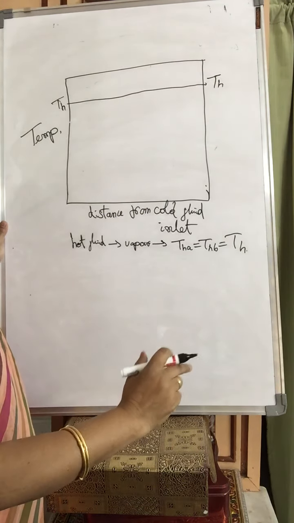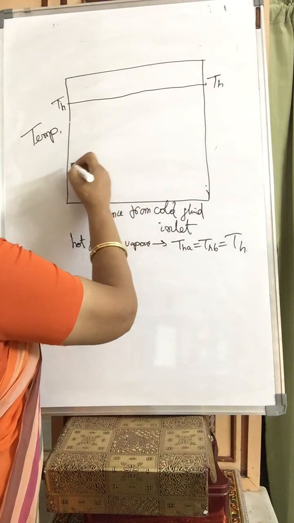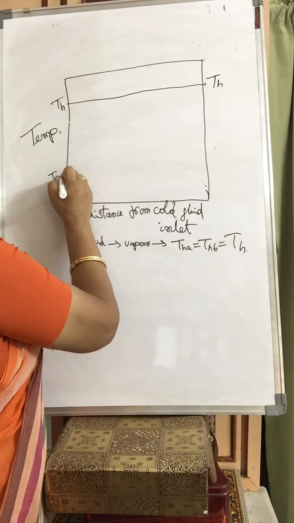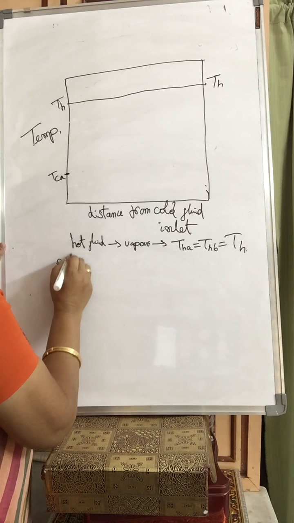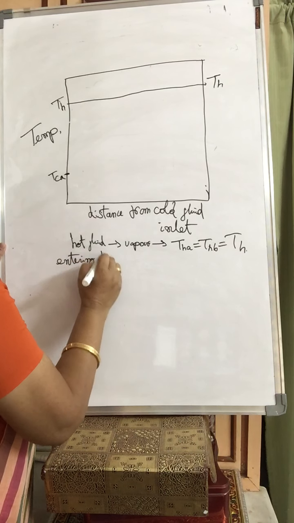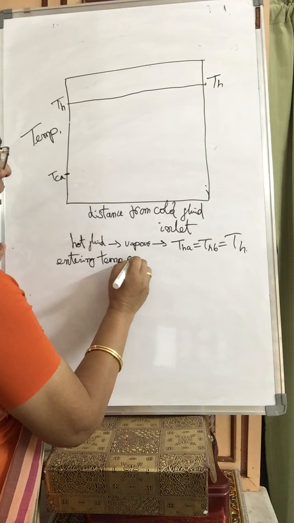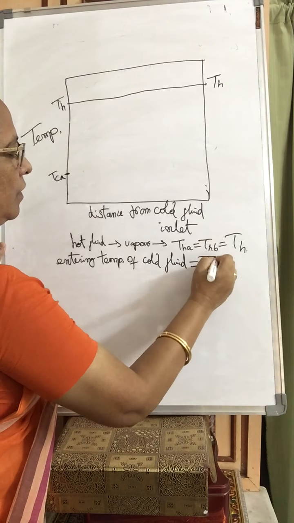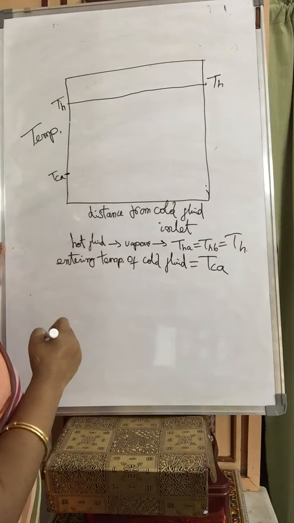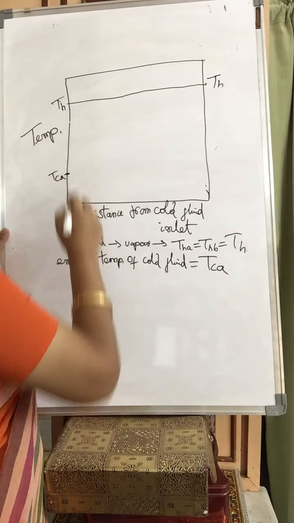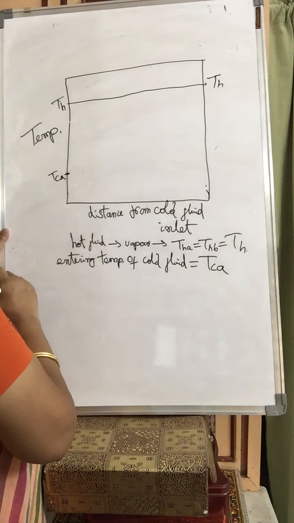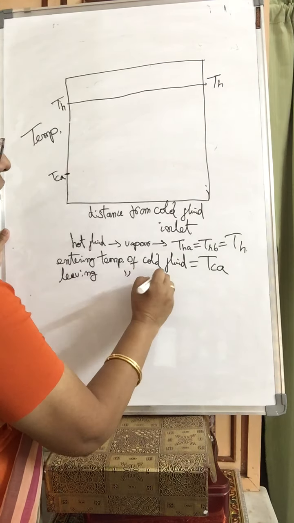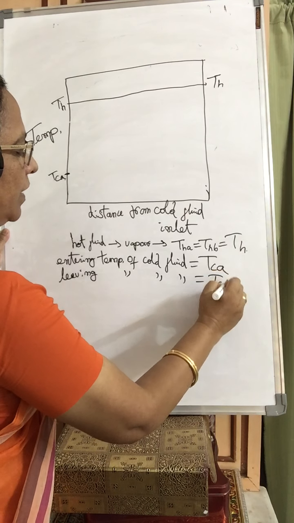And we have another fluid, that is the second fluid. So that is cold fluid. Assume that cold fluid is entering here. Entering temperature of cold fluid is equal to TCA. Let it be this entering temperature. Then the leaving temperature of cold fluid is equal to TCB.